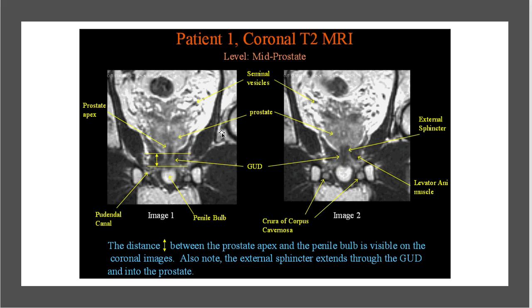So again, seminal vesicles, prostate apex, genitourinary diaphragm is this little space here. Here's the pudendal canal, the penile bulb. This is the same view. Prostate, seminal vesicles, external sphincter is here. The genitourinary diaphragm is here. The crura of the corpus cavernosa, and the levator ani muscles are these things here.